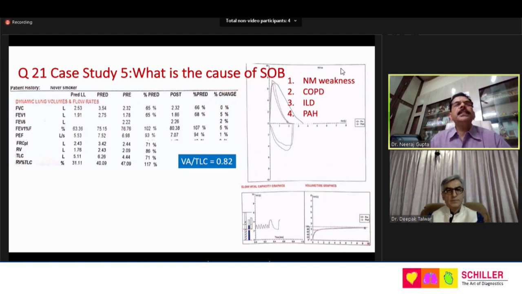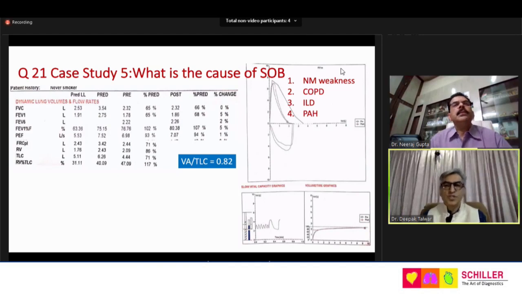Then RV/TLC is reduced, 71%. RV/TLC ratio is 117%. And of course, we do have VA/TLC here, 0.82. So which again shows... So what would be the choice actually? I think we have given 4 choices here.